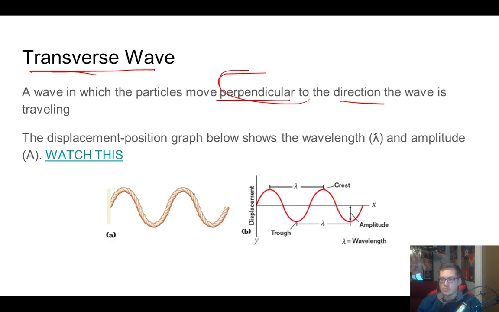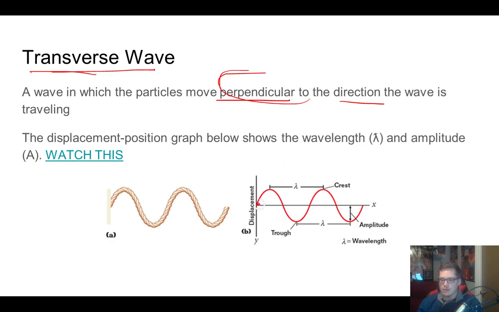Okay, and so here's our transverse wave, and we can see that we have lots of these things that we're used to seeing. We've got the displacement here. You've got your up and down motion, and then you've got your wavelength, from crest to crest or trough to trough. You could also measure it from origin to origin. You just got to make sure that it's the same repeated spot.